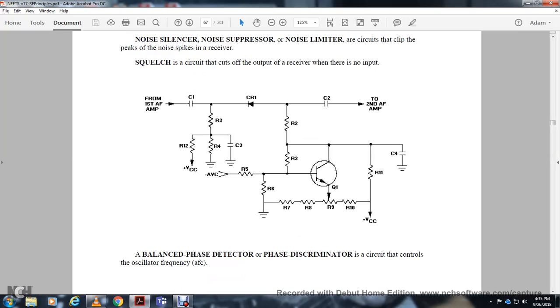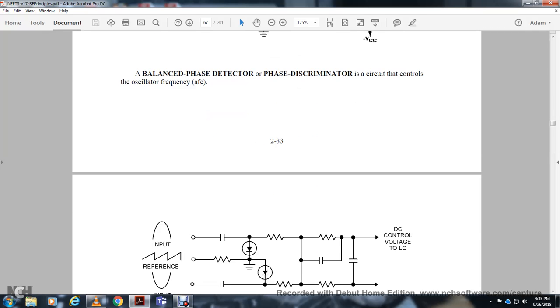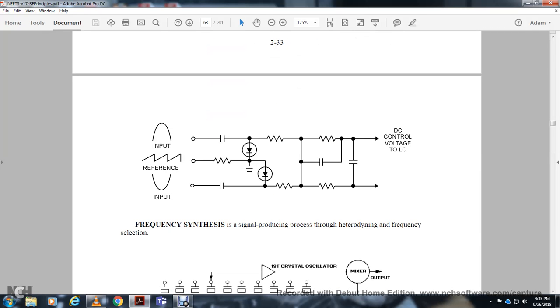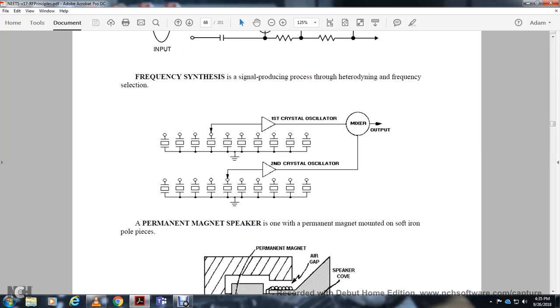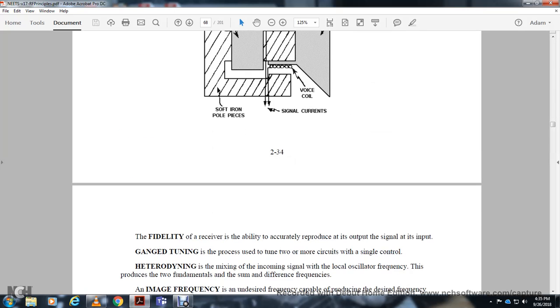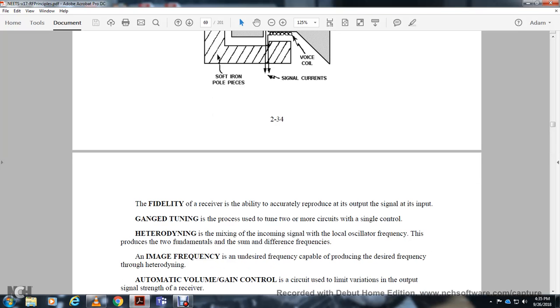Balanced phase detector, phase discriminator, a circuit for control of the oscillator frequency, automatic frequency control, and frequency synthesis: producing a signal through a multiple process with heterodyne frequency selection. Permanent magnet speaker: one with a permanent magnet mounted on soft iron pole pieces. Fidelity of the receiver is the ability to reproduce the input signal at the output. Ganged tuning: tuning two or more circuits with a single control. Heterodyne: the mixture of the incoming signal and the local oscillator frequency that produces the two fundamentals, the sum and the difference frequency. Image frequency: the undesired frequency capable of producing the desired frequency through heterodyne.